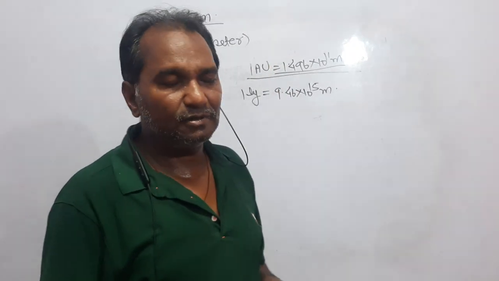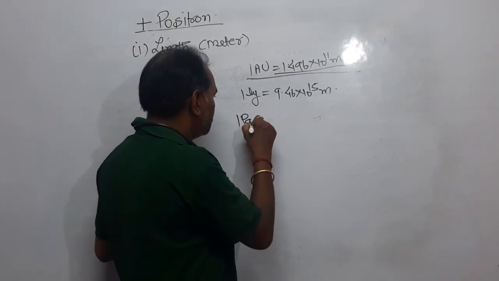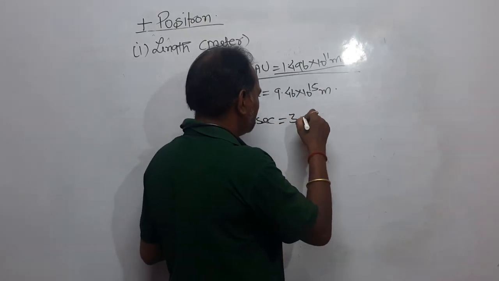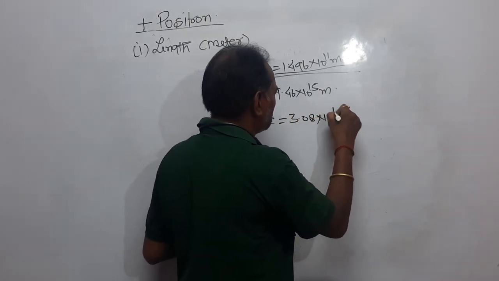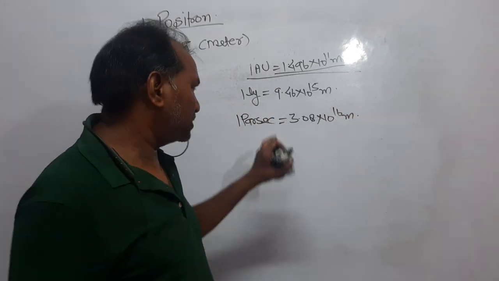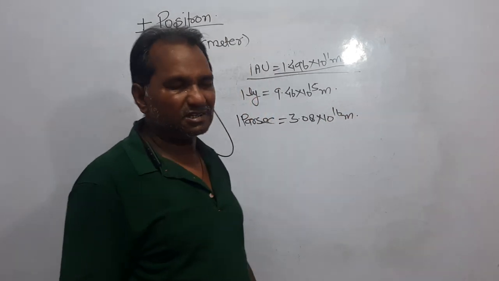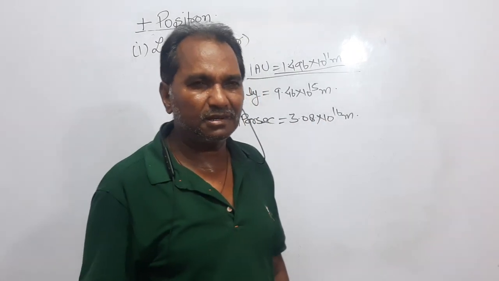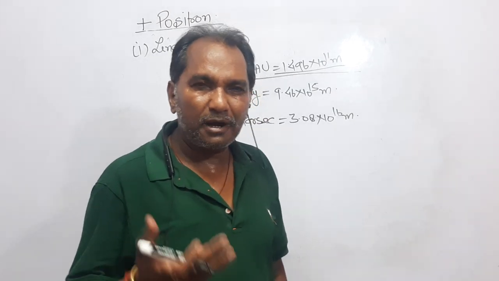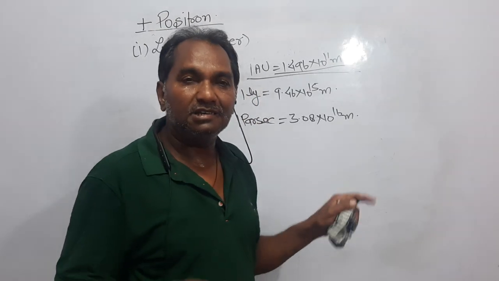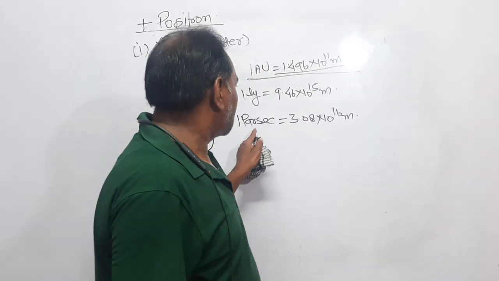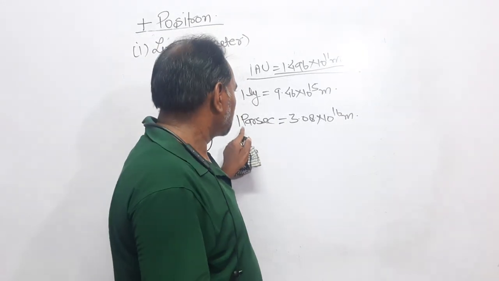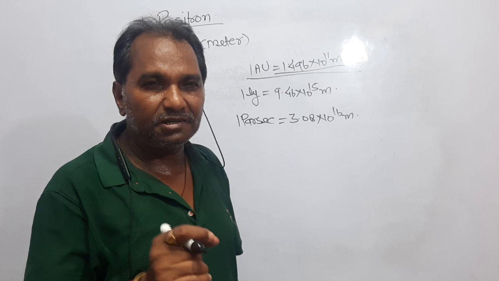And the biggest unit is the parsec. 1 parsec is said to be the parallactic second. I'm not very sure, but it is 3.08 into 10 raised to the power 16 meter, or you can say 3 into 10 power 16 meter. This is the biggest unit of distance. Many times it has been part of the NEET examination that parsec is the unit of what. It sounds like a unit of time, but it is not so. Parallactic second is a unit of length.